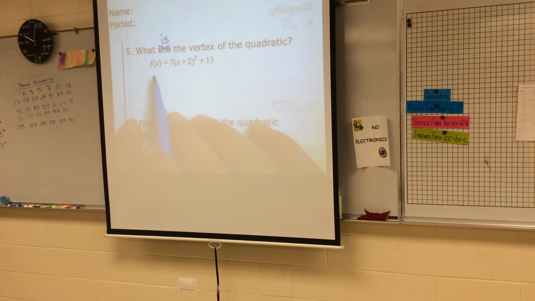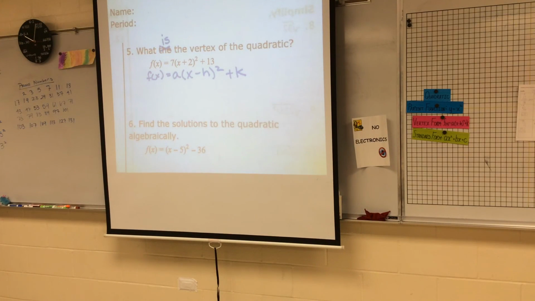All right, so I have f of x equals 7 times x plus 2 squared plus 13. Well, that looks like, I'm going to write the parent function here. f of x equals a times x minus h squared plus k. What part of that equation is my vertex? The h and the k, right? h, k. So what is the vertex of this quadratic?